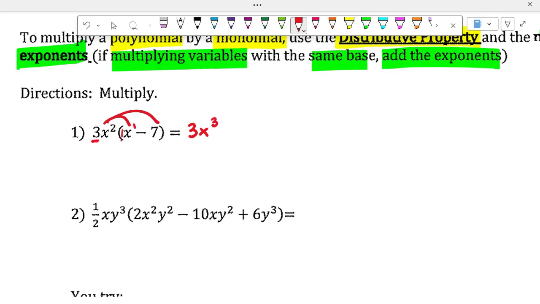So these you multiply like normal. So you just do 3 times 1. It's only the exponents you add. All right, what's 3x squared times negative 7? Negative 21x squared. So if it's a constant, whatever the other exponent is, you just slap it on. So this would be our answer.